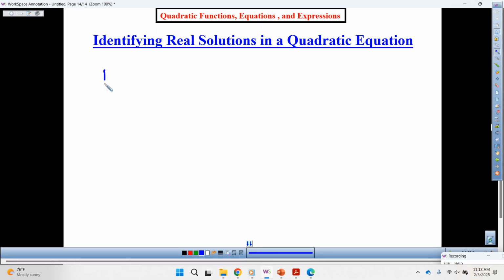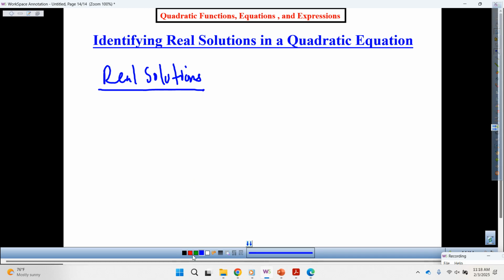So on this side, I'm going to write real solutions. Do that in blue if you have blue. On the right side, you're going to write non-real solutions. So, we've been solving quadratic equations, and here's what real solutions look like.